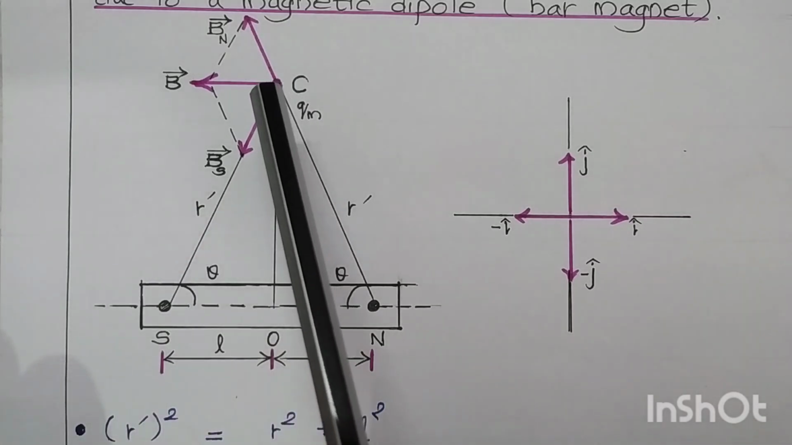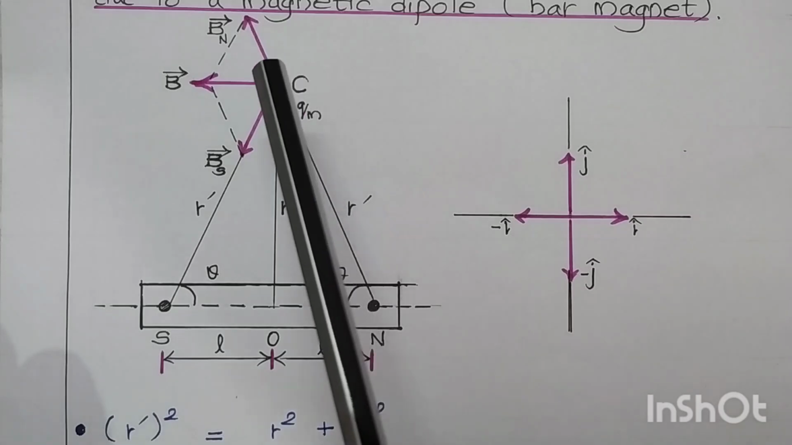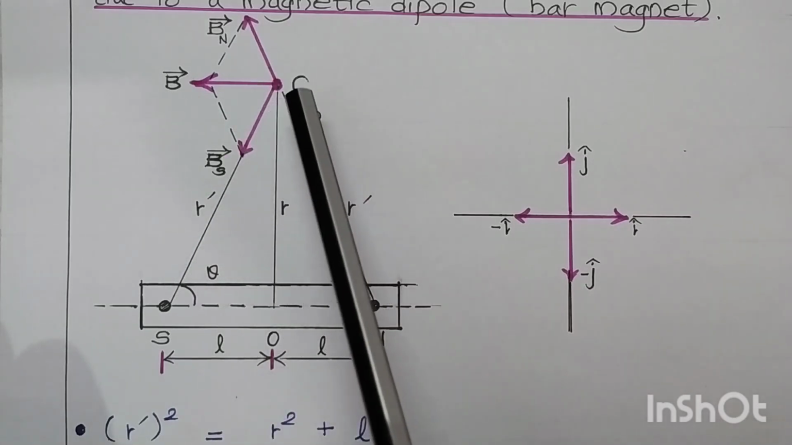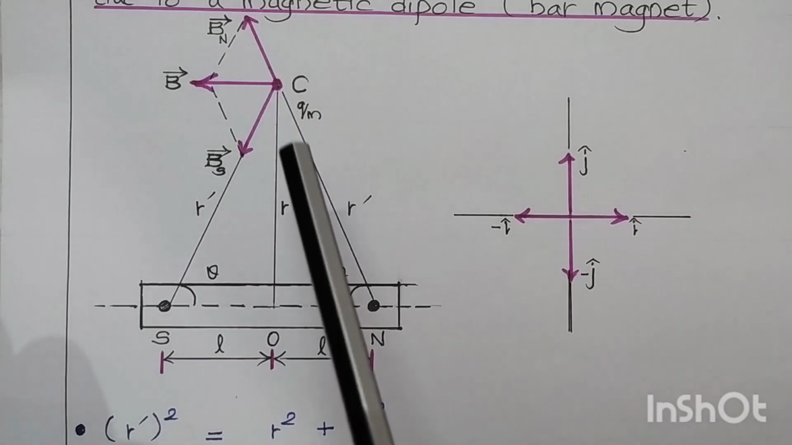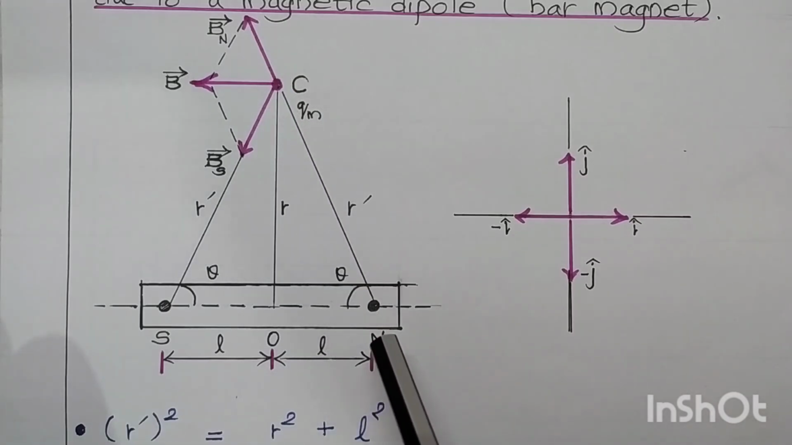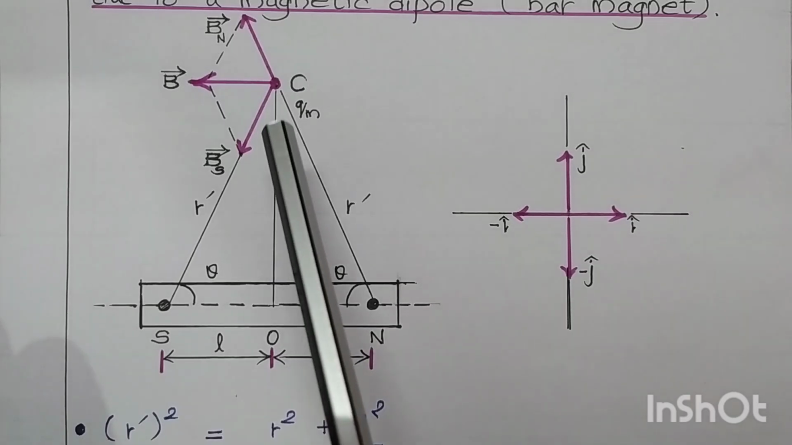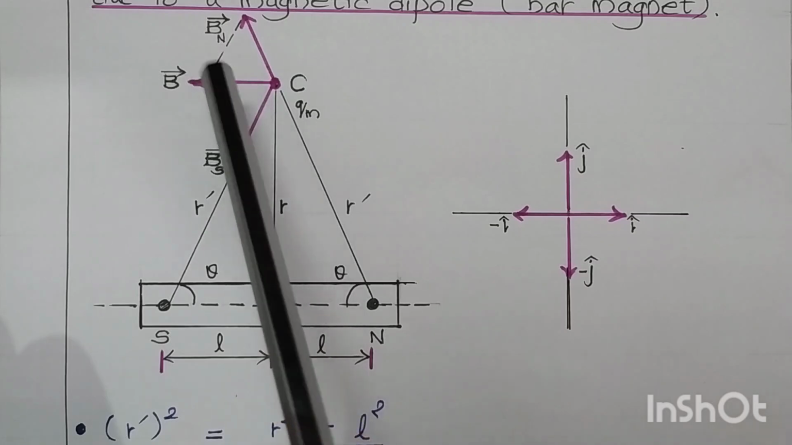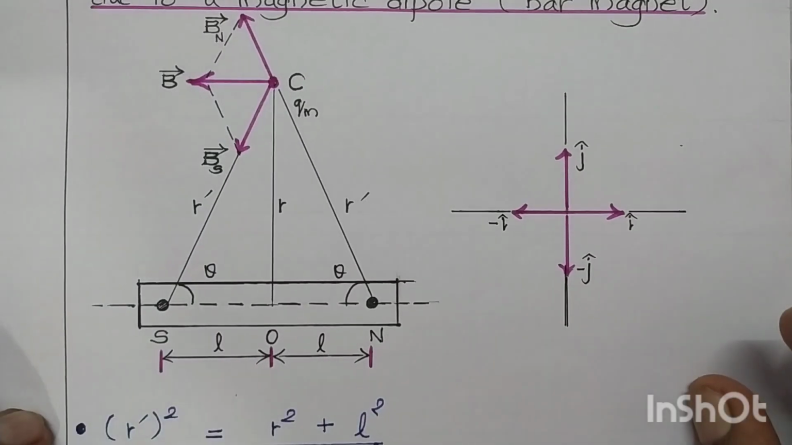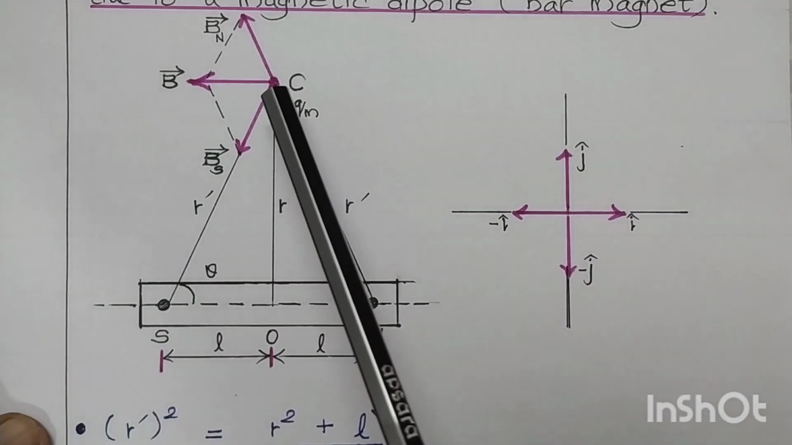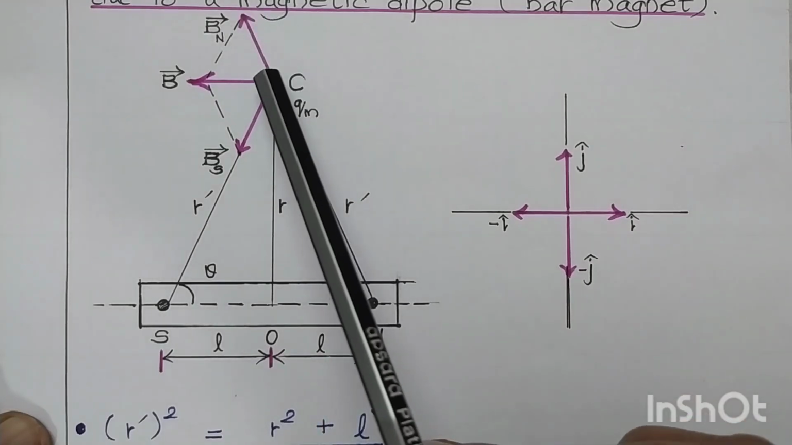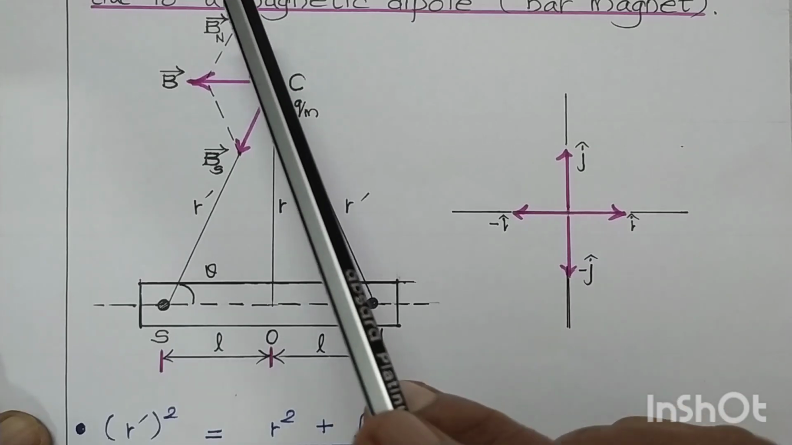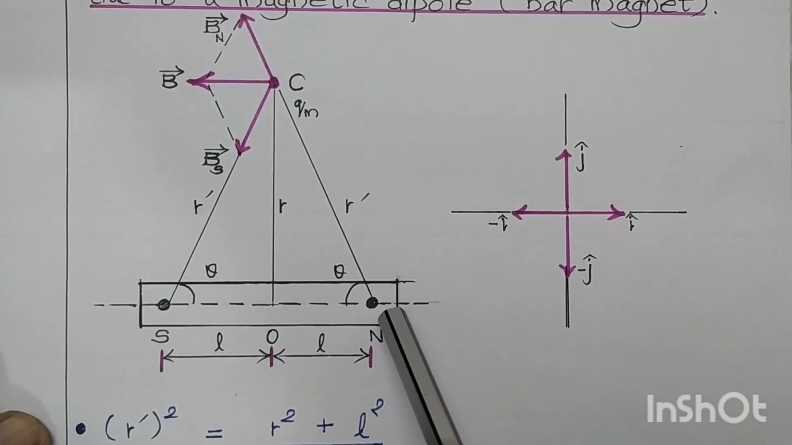So in order to find the magnetic field, we are supposed to place a north pole over here. Just imagine there is a north pole over here. What happens? This north pole repels this north pole. We all know that like poles repel each other. So this arrowhead is drawn in this way. So this is the direction of the magnetic field due to this north pole.